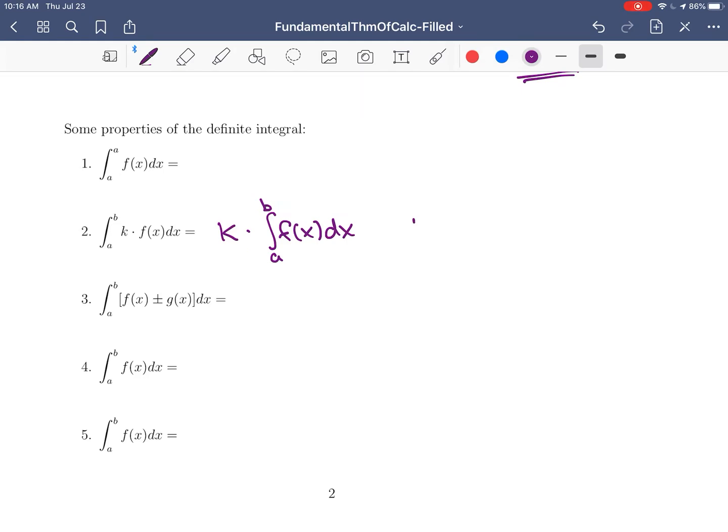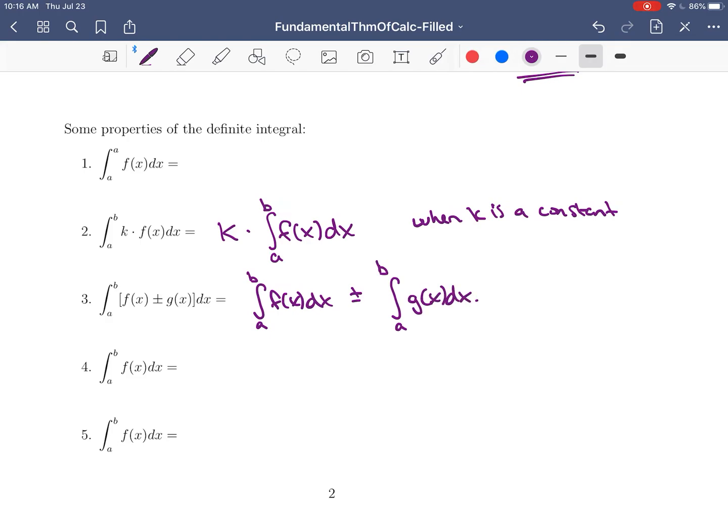Okay, so that's when k is a constant. Okay, if we have a sum or difference, we can do those separately. So I can go from a to b of f of x dx and then add or subtract the definite integral from a to b of g of x dx. Okay, so either way, whatever you want to do. So now 1, 4, and 5 are sort of new. Okay, these are different than what we had with indefinite integrals.